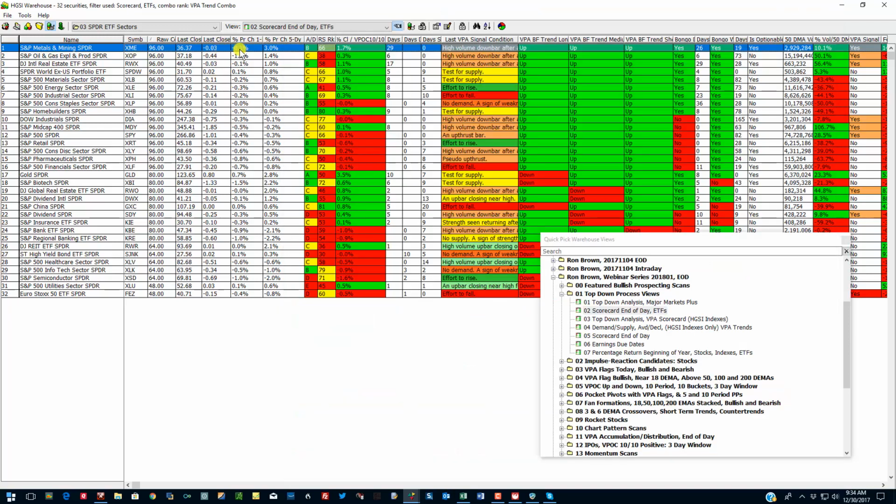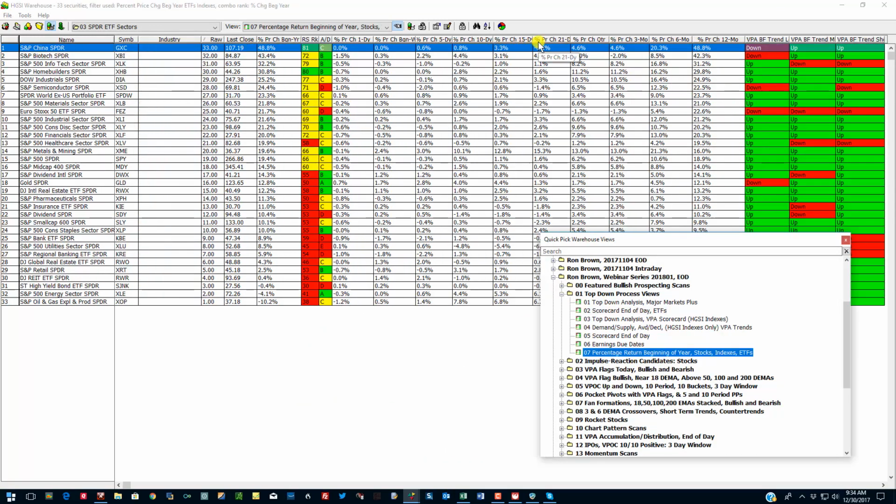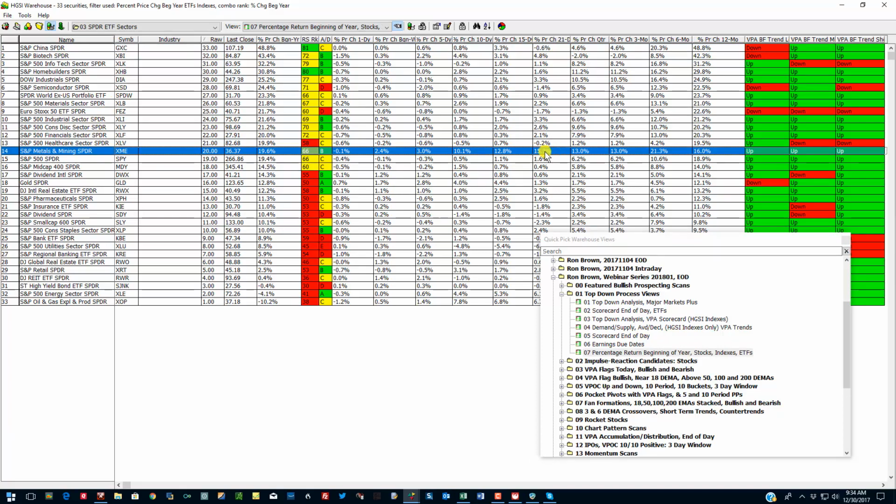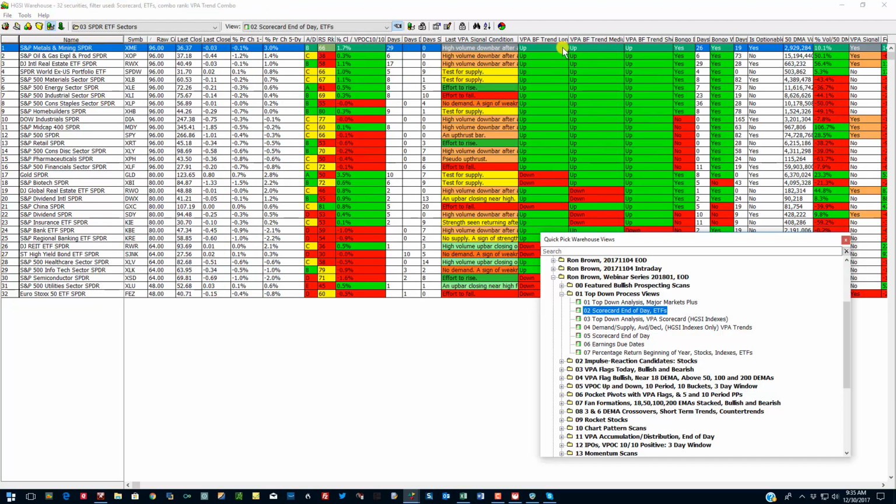In fact, if we go down here and look at the 21-day return, here it is, the XME 21-day return is up 15.3%. So for the year it's up 19.6%, but 15.3% of that return in the short term has been during the last month. So it caught on fire.